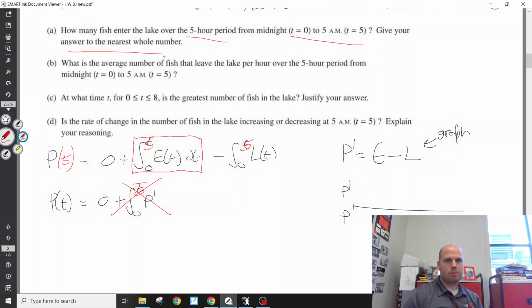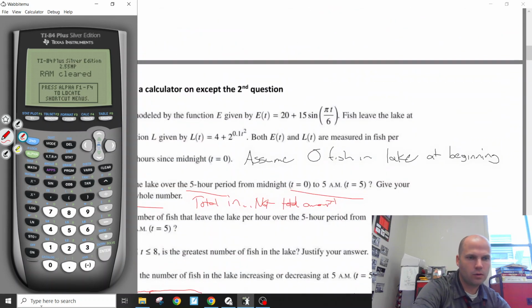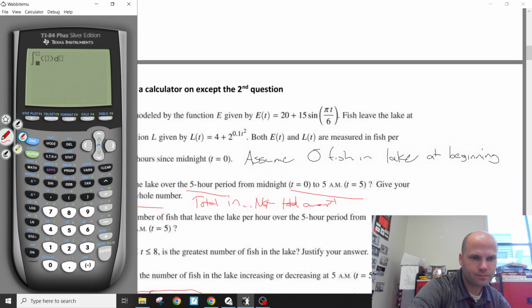This would be the answer to part A. The total in is all we're looking for. It's not total amount. So in your calculator, you're not going to do everything. You are just going to go and math 9 it. 0 to 5 of E.